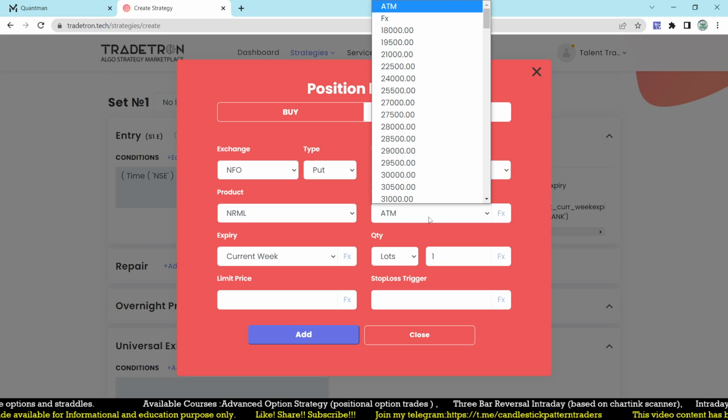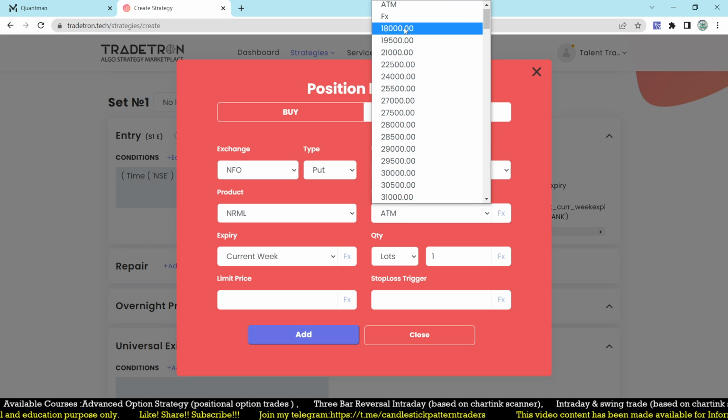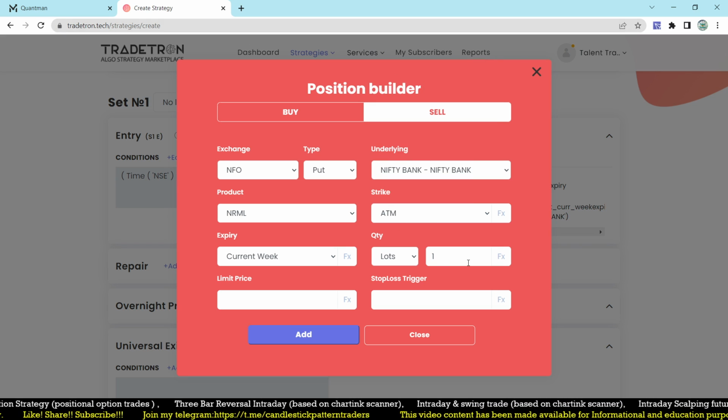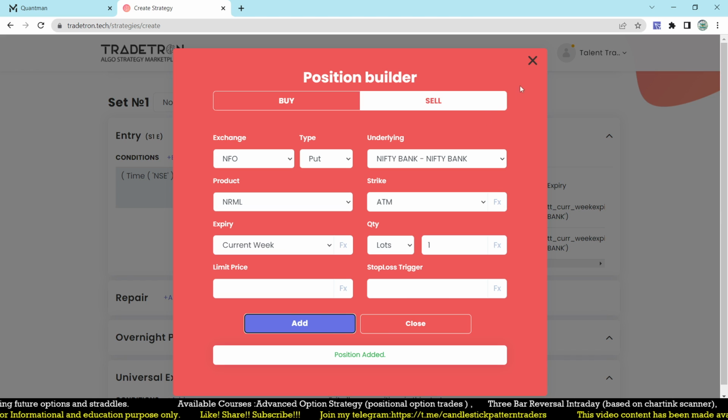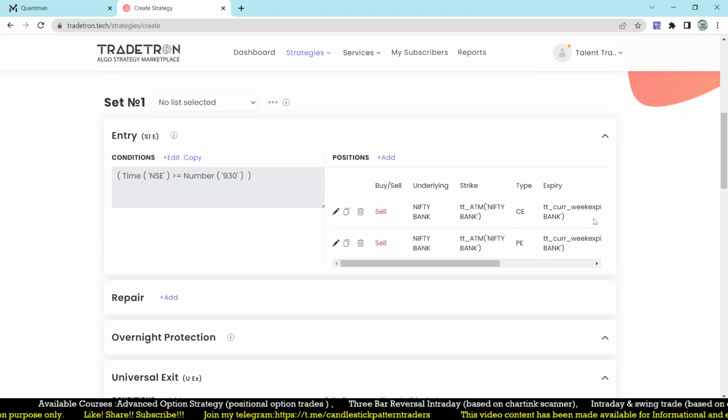Here we can use ATM, a fixed strike price, or a formula to find the strike price. We are going to simply find the ATM strike price. It will directly find the strike, depending on the current future price. So I have added 2 legs. What is happening here?